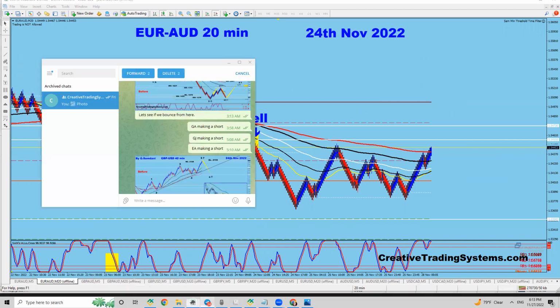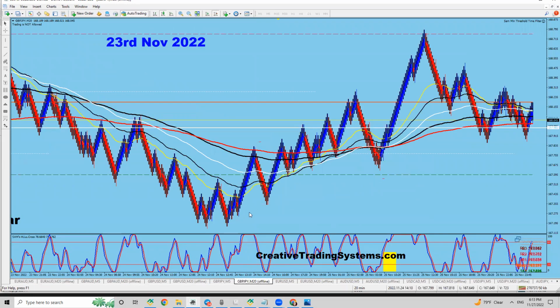Now, another one was GJ making a short, and that was 12 a.m. on the 24th. Right here, right? So now this one, look at that. This entry was there, and then the trade went 40 pip in my favor, sitting on a break even when it took me out. So no loss, no gain in GJ.